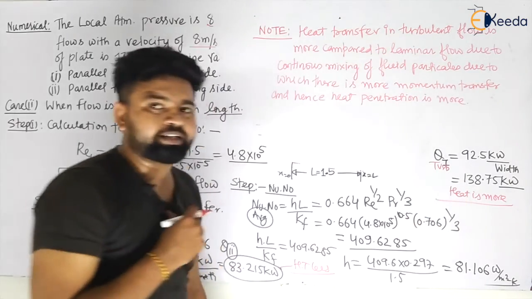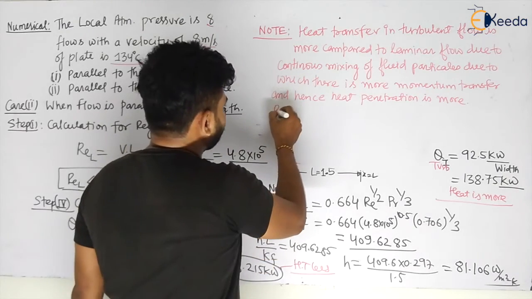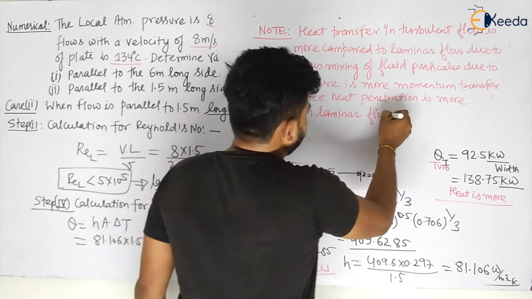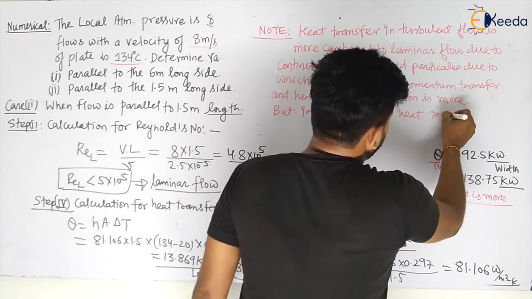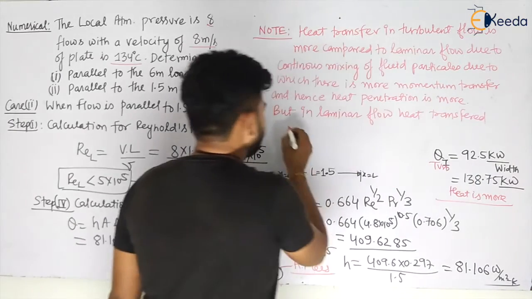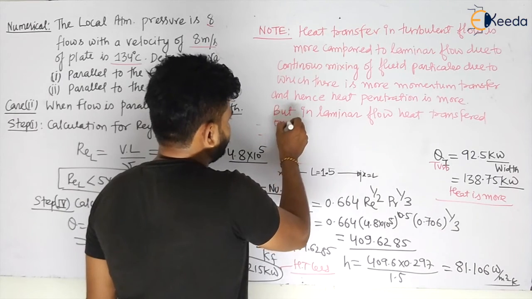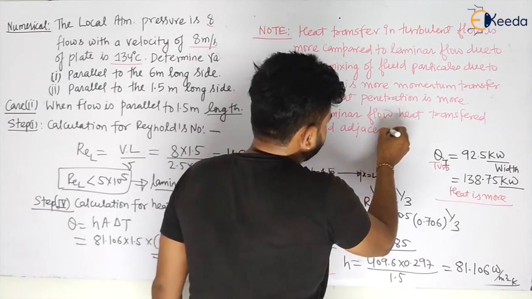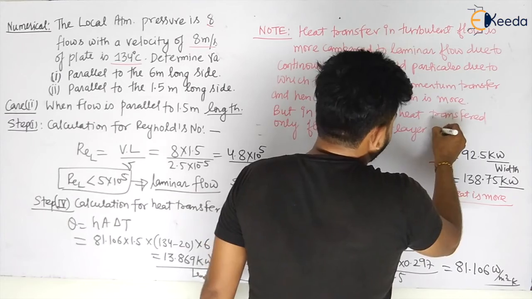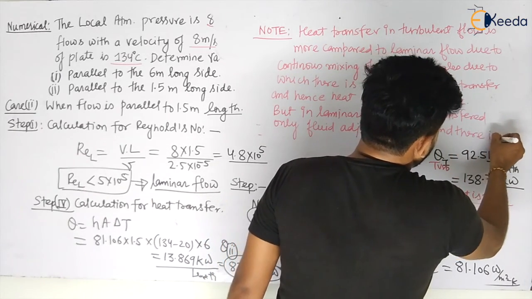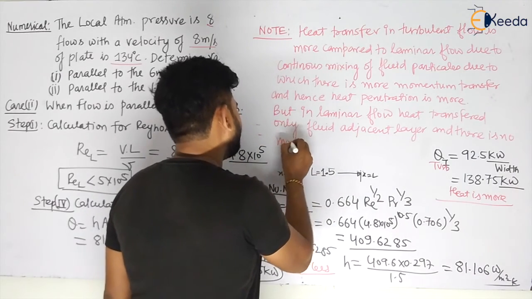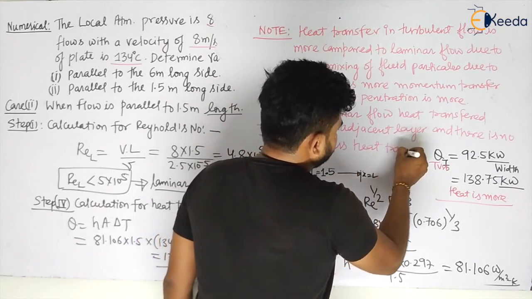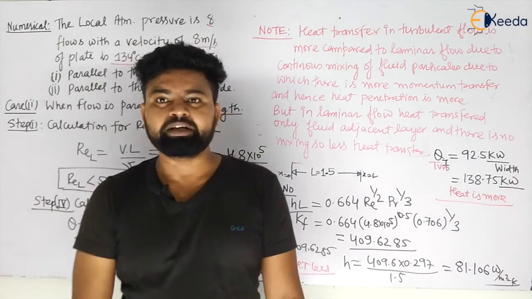But in laminar flow, heat is transferred only by fluid adjacent layers, and there is no mixing, so less heat transfer, my dear students. Hope you have felt the concept now. So there will be less heat transfer.